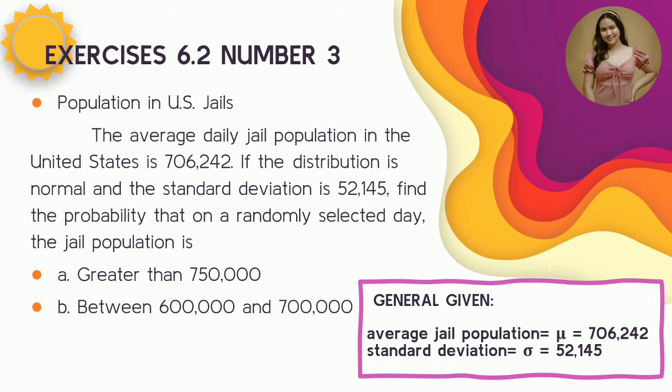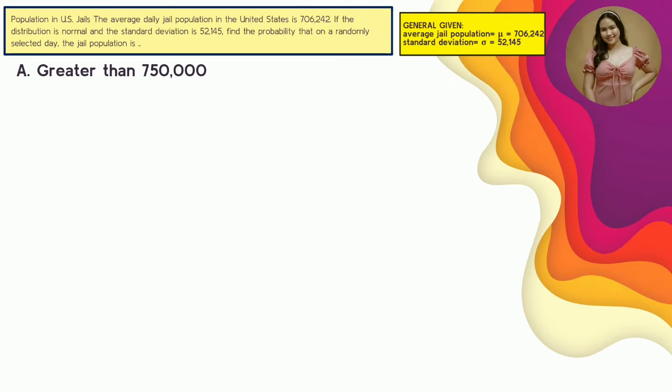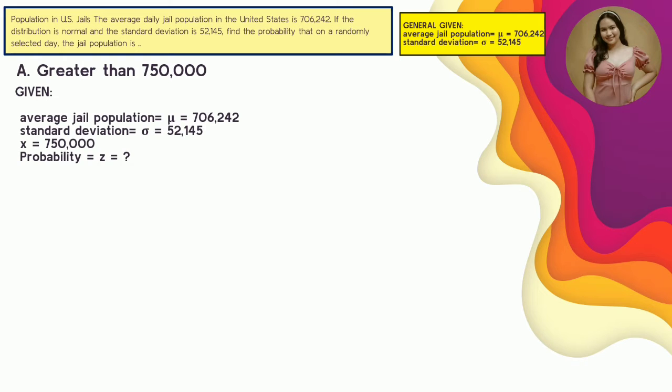And we have our general given, which is the average jail population, the population mean 706,242, and standard deviation 52,145. And now we proceed to letter A, greater than 750,000. We have our given: population mean 706,242, standard deviation 52,145, and our x from given A, 750,000, and our probability, the z, which is the missing one.